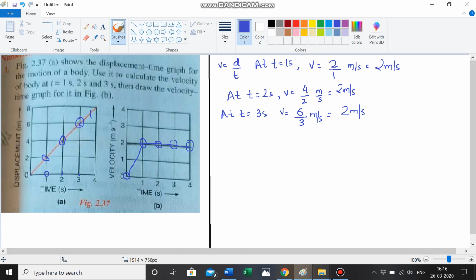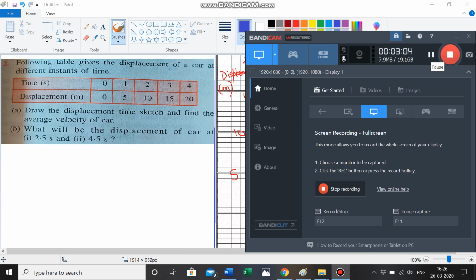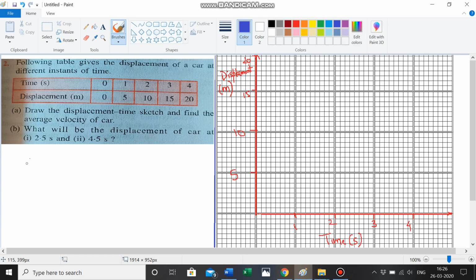Now give me 1 second, I'll erase this question and come to the second question. So now we are on question 2. Question 2 says the following table gives the displacement of a car at different points of time. Draw the displacement time sketch and find the average velocity. So on the x-axis I have plotted time, on the y-axis I have plotted displacement. At 0 second my displacement is 0, so at this point I mark a point 0, 0. At 1 second my displacement is 5, so I mark a point. At 2 seconds, my displacement is 10, so I mark a point.